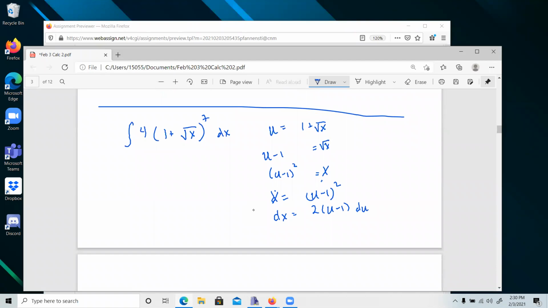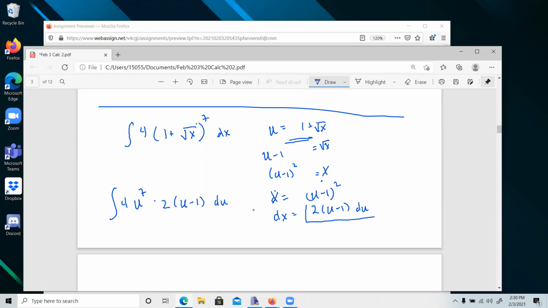So now I've got my dx in terms of my u's. So we've got the integral of 4. I've got a u to the 7th power here, right? That's this guy right here. This is u to the 7th. And then my dx is equal to 2 times (u minus 1) du. Okay.